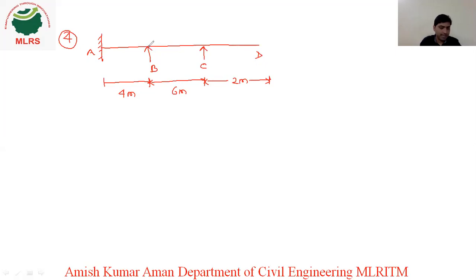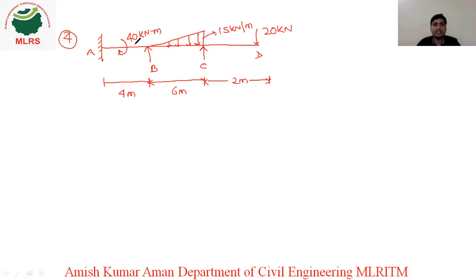In BC span we have a UVL, uniformly varying load of intensity 15 kilonewton per meter. There is a load here also acting at D of 20 kilonewton. Coming to this AB span, there is no load, but they have given a moment of 40 kilonewton meter. So you can see the difference.